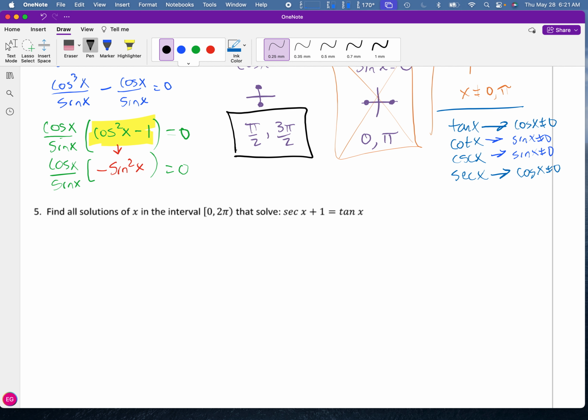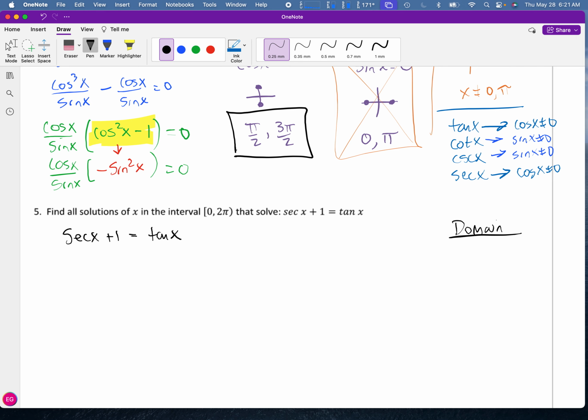Let's solve this equation. Secant x plus 1 equals tan x. So I'm just going to rewrite that over here because that's where I'm going to be working with it. And off to the side, I'm going to immediately identify some domain issues I have.